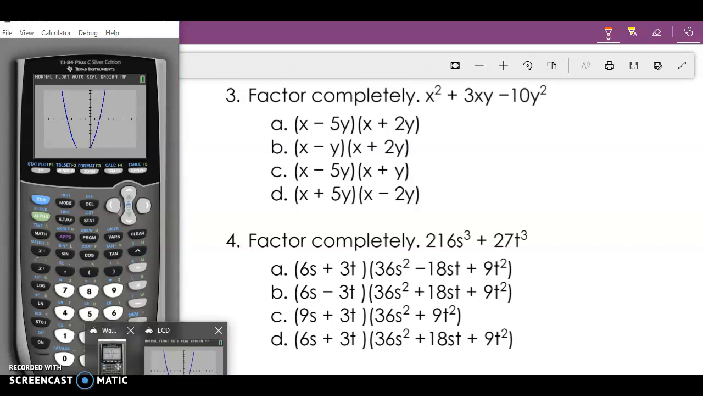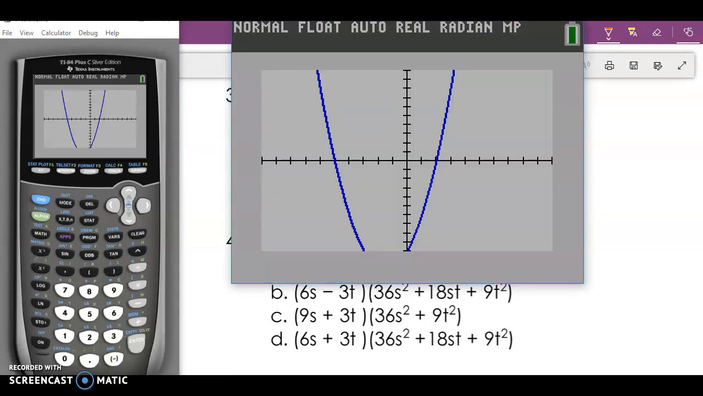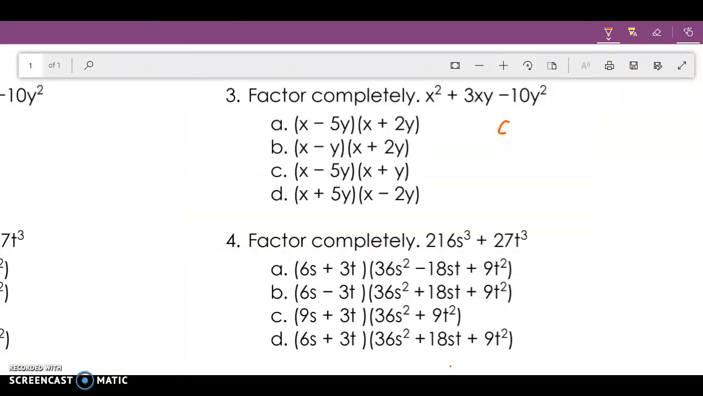Okay, let me make this screen a little bit bigger. We have solutions at negative 5 and positive 2. All right, and then remember that we're going to tuck that y back in at the end. So if my solution is negative 5, that means my factor is x plus 5. And this is the only one that's got an x plus 5. It also has the x minus 2y. So that's question number 3. You should have gotten D.